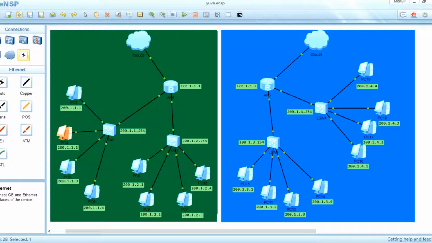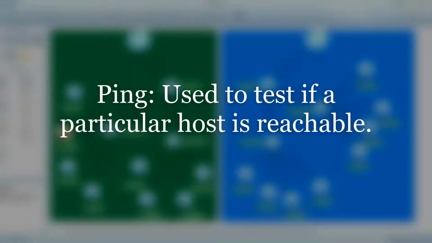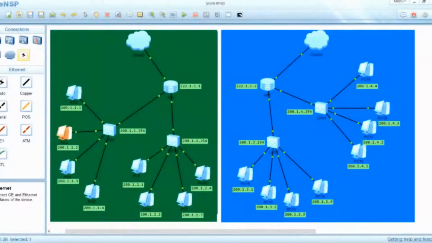Let's move on to ping. Ping is a networking utility program or tool to test if a particular host is reachable. It is a diagnostic that checks if a computer is connected to a server. The term ping is taken from the echolocation of a submarine. It sends a data packet to a server, and if it receives a data packet back, then we can assure that we have a connection.